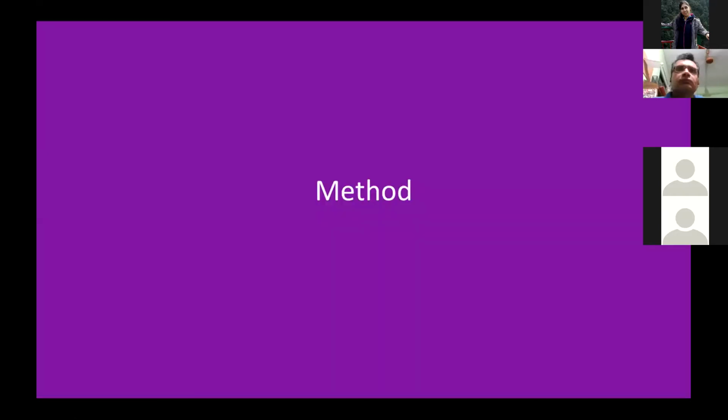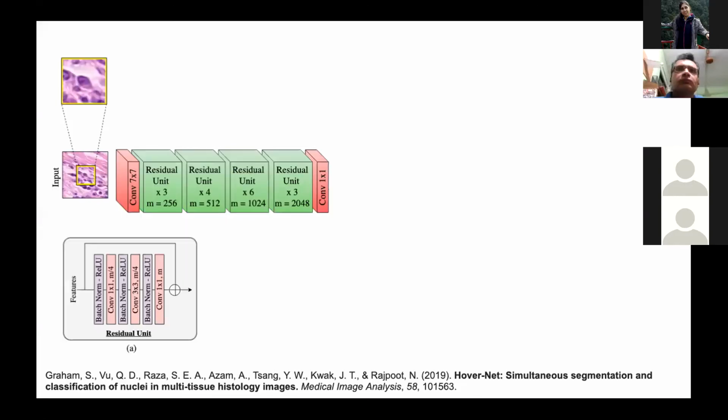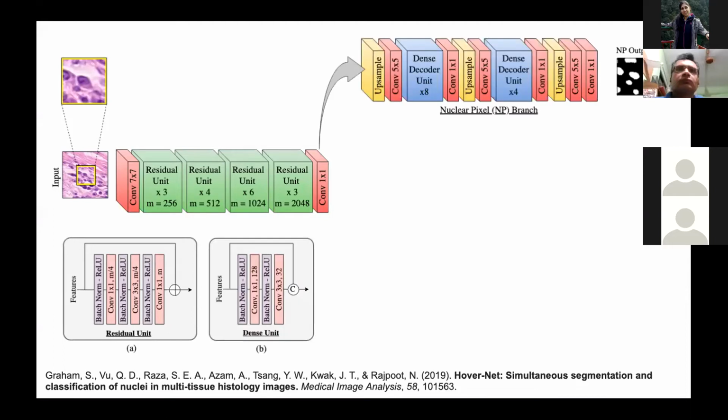The method that we used was the HoverNet that was published last year in Medical Image Analysis. The network consists of an encoder for feature extraction, and then 3 identical decoders for upsampling these features. The encoder is a ResNet 50, and each decoder was a densely connected convolutional neural network. The first decoder aims to predict the binary output, or just to try and differentiate the nuclei from the background.